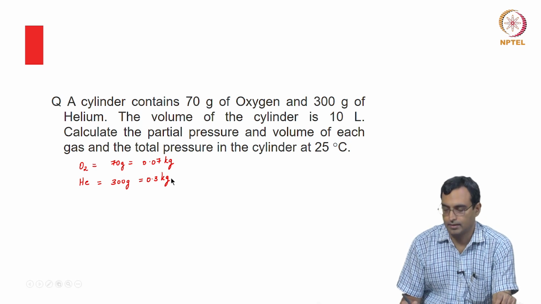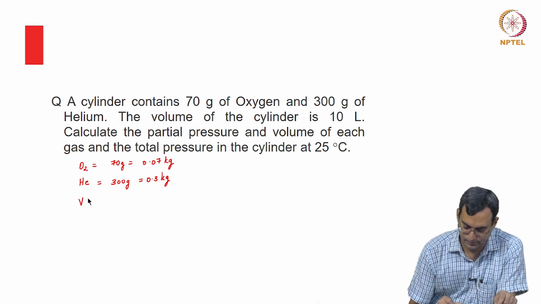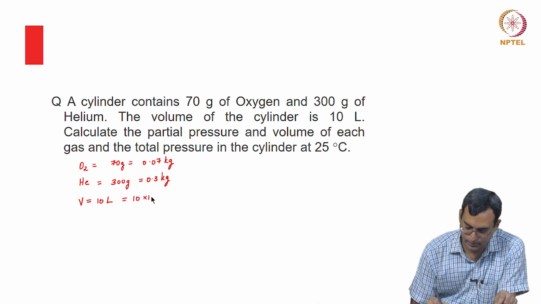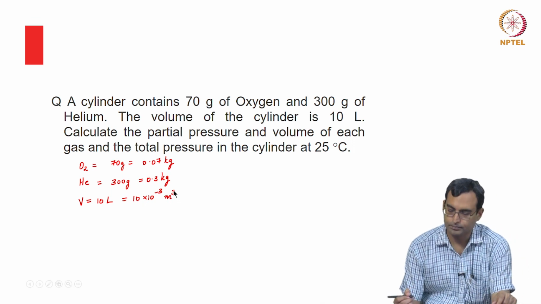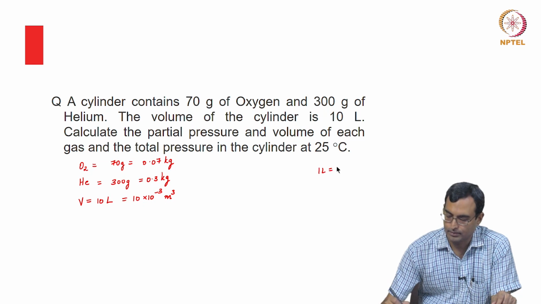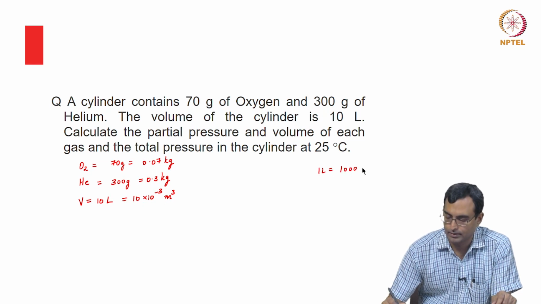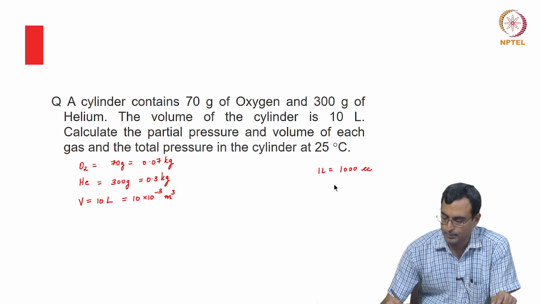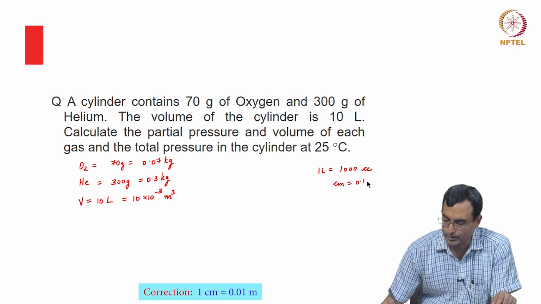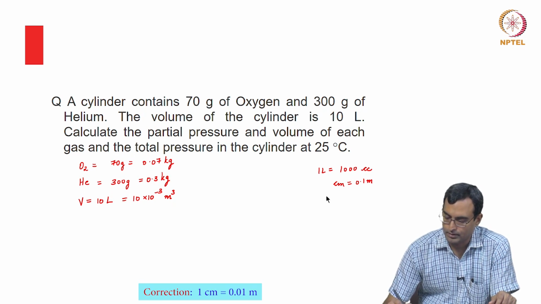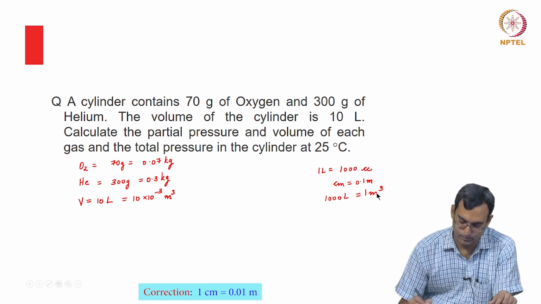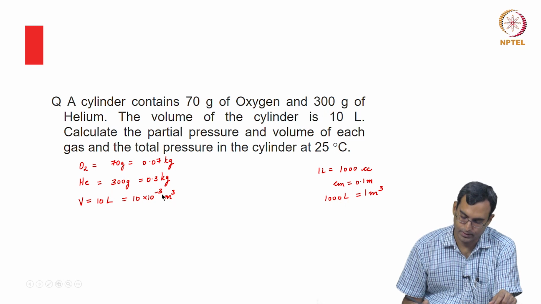The volume of the cylinder is given as 10 liters. That is 10 into 10 power minus 3 meter cube. So, 1 liter is of course 1000 cc. A centimeter is 0.01 meter. Therefore, 1000 liters is 1 meter cube. So, we see that we have this conversion here.